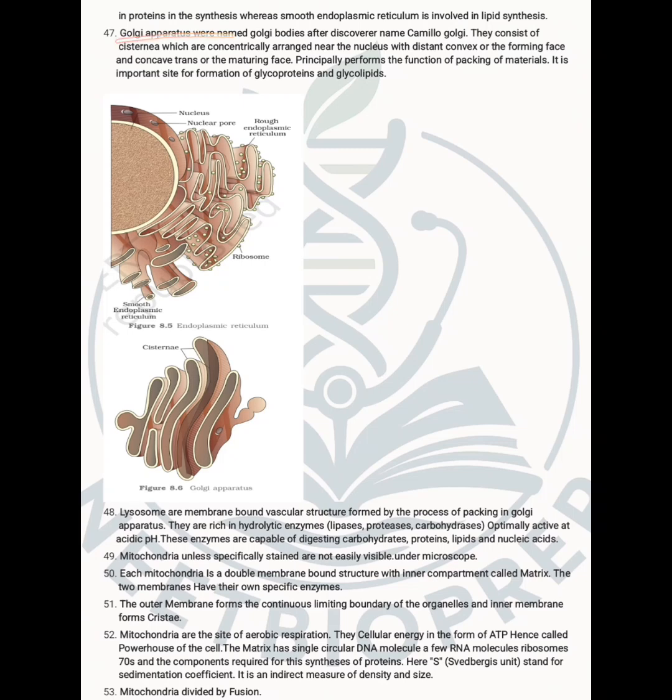Golgi apparatus were named Golgi bodies after Camillo Golgi. They consist of cisternae which are concentrically arranged near the nucleus, with a distinct convex cis or forming face and a concave trans or maturing face. Principally performing the function of packaging material, it is an important site for the formation of glycoproteins and glycolipids.